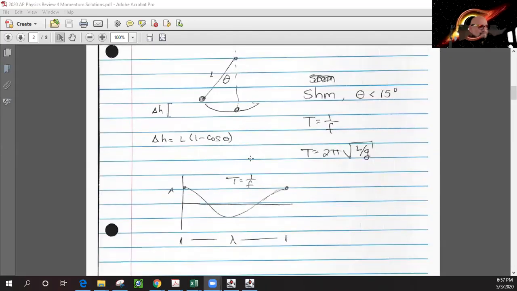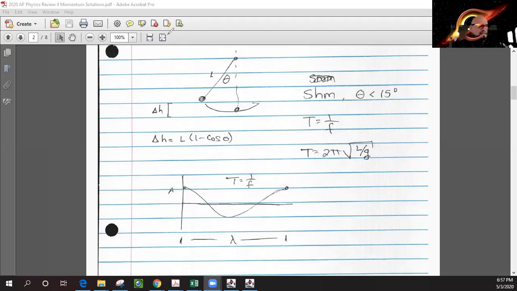Another thing we should worry about is when this thing swings. If you have a pendulum swinging, simple harmonic motion only occurs when theta is less than 15 degrees, for very small angles, right? And period is equal to 1 over frequency. And period is equal to 2 pi times the square root of L divided by g. Remember, here's amplitude, here's a crest, and if you go like that, that's one period. It's also one wavelength, and just some things to be aware of.